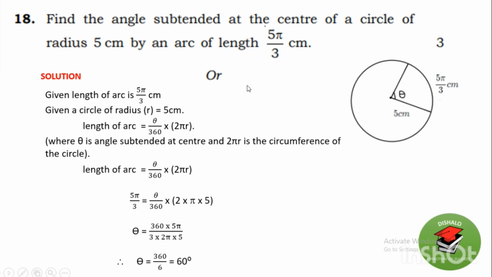So length of the arc is given as 5 pi by 3, and theta is theta. We have to find theta. 360 into 2 pi 5. Then we'll keep theta on one side, everything else on the other side. We'll calculate it and we'll get theta as 60 degree.